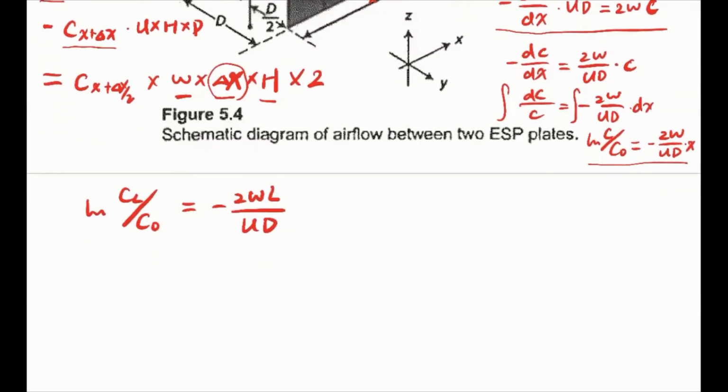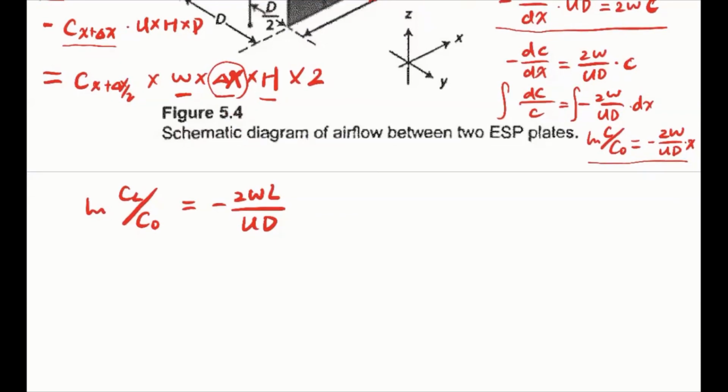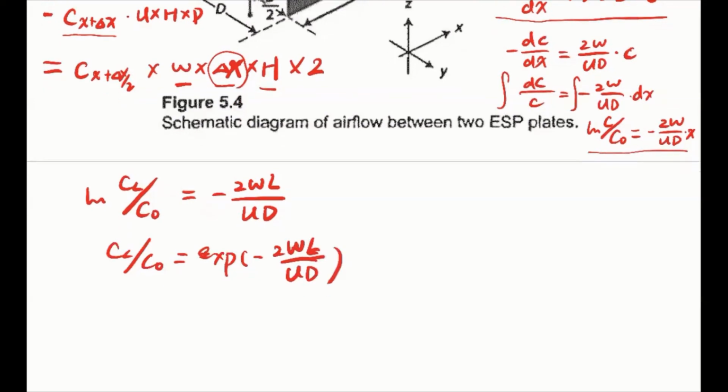Okay, so basically we can also put the exponential calculation on both sides. We can get exponential, or the left-hand side, that's just going to be CL divided by C0 equal to exponential minus 2 WL divided by UD. Okay, so we can either use this equation or use this equation. So this is not the most simple equation yet.